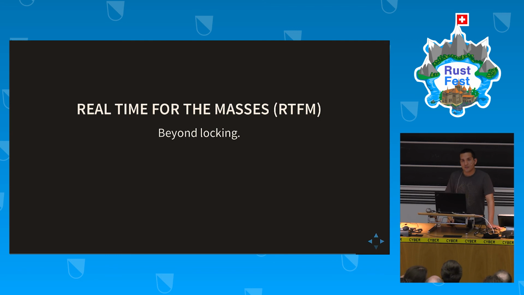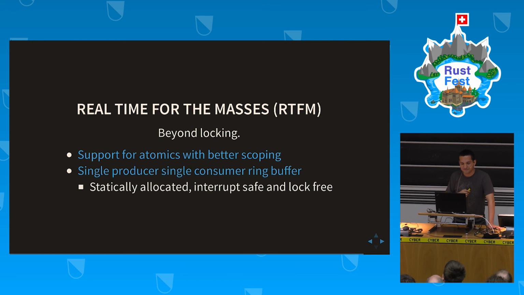So the RTFM framework uses locks as a means to guarantee synchronization. But we also want to support other synchronization patterns. For example, you can also use atomics for synchronization. And we are working on letting you use those with RTFM. Because right now, if you use them, you will have to lock the atomic to be able to use it.